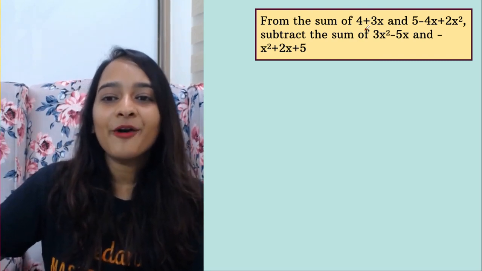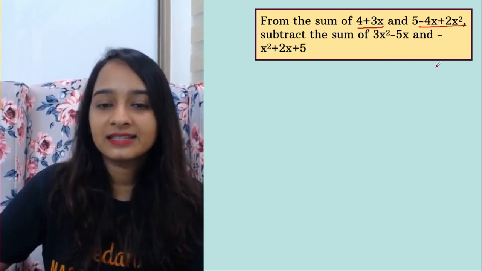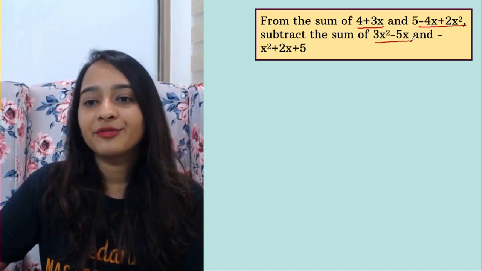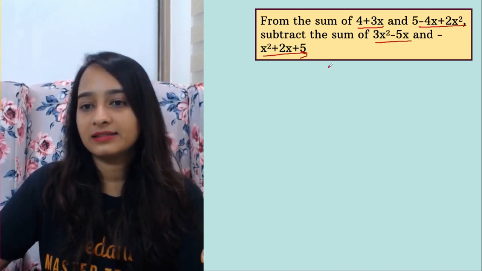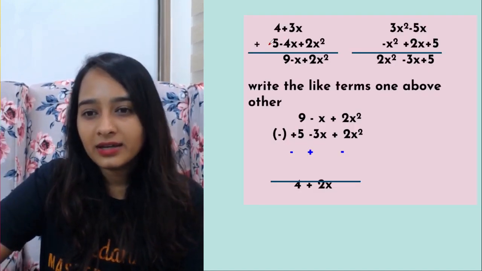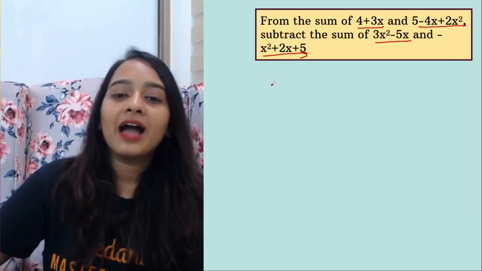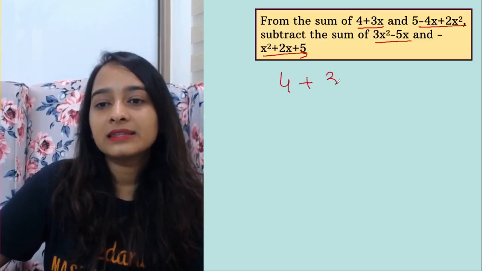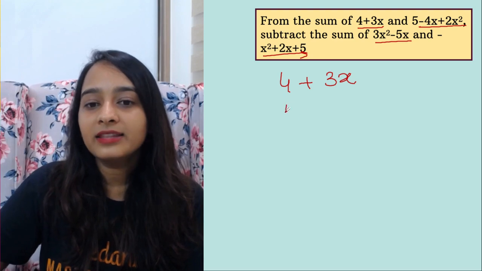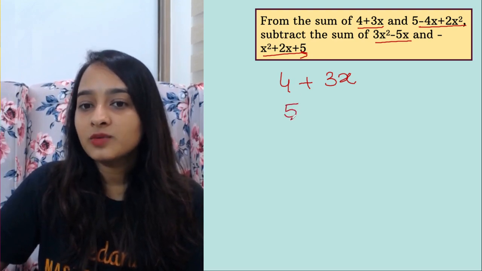From the sum of this and this, subtract the sum of this and this. This is minus x square, or x, okay. So we have 4 plus 3x. You have to add this with... See, I'm writing constant terms one above the other.